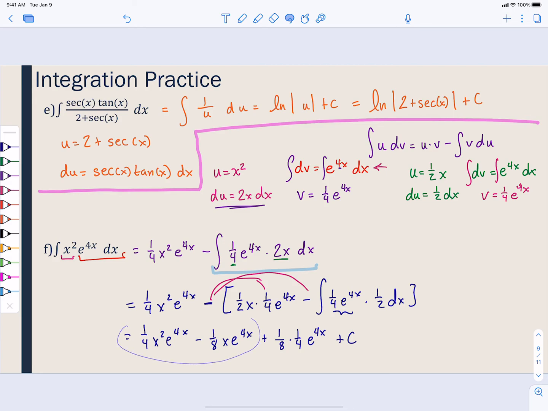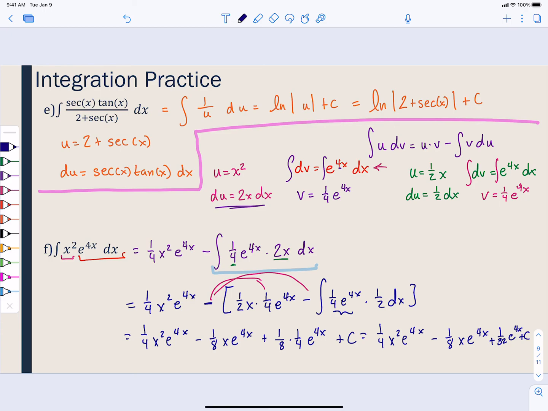And we've already simplified these two parts. So, oops, if I could hit the copy before it disappears, there we go, paste that there. And we end up with plus 1/32 e to the 4x plus c.